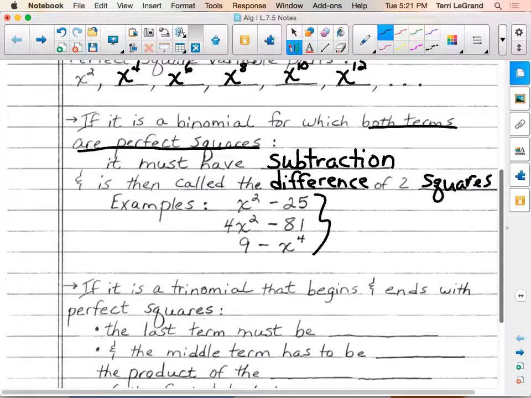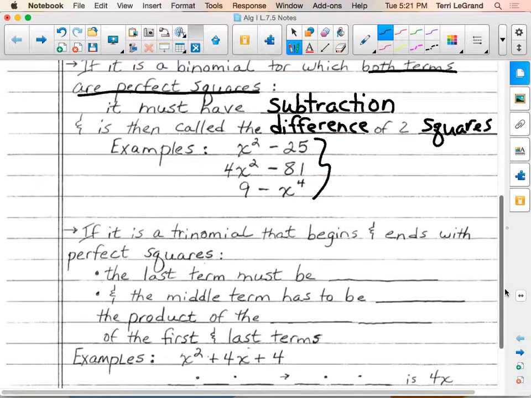So I've put some examples here for us again. We have x squared minus 25. Both terms are perfect squares, and it's subtraction. 4x squared minus 81. Both terms are perfect squares. In fact, what is the square root of 4x squared? What times itself would give you 4x squared? Well, the square root of 4 is 2. The square root of x squared is x, so 2x would be the square root of 4x squared.